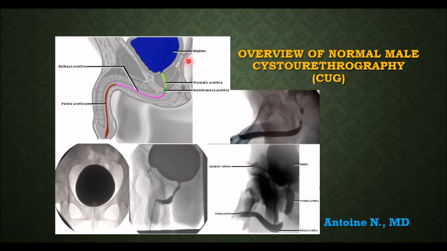Here we have in summary what we are going to talk about. We have a review of the anatomy. We have the retrograde study. We have examination of the urinary bladder. We have the antegrade study, and we have combined retrograde and antegrade studies.